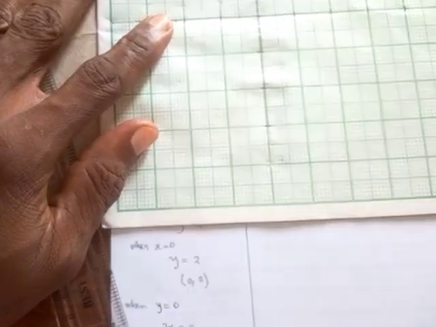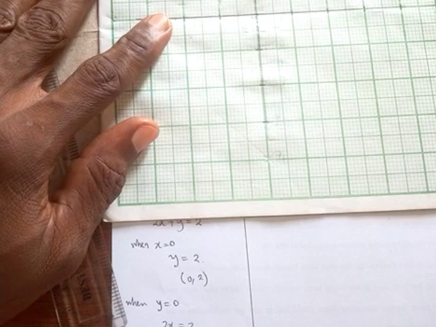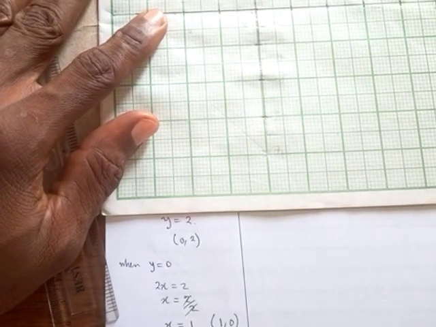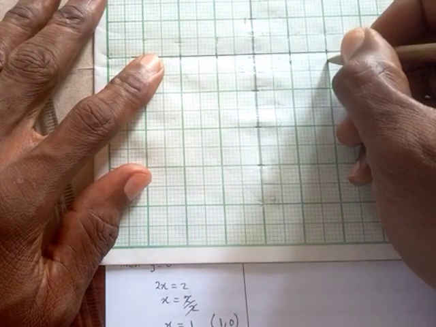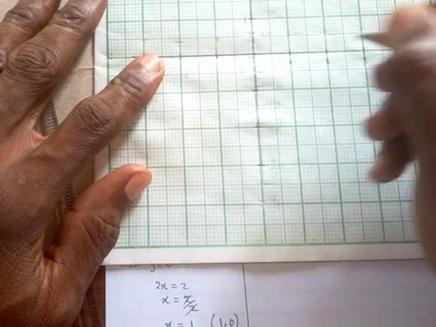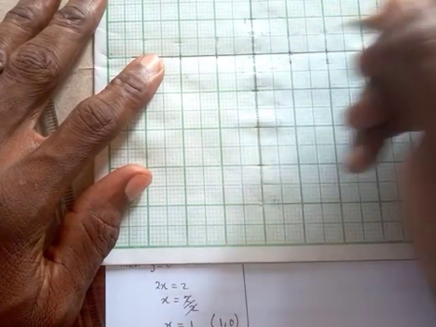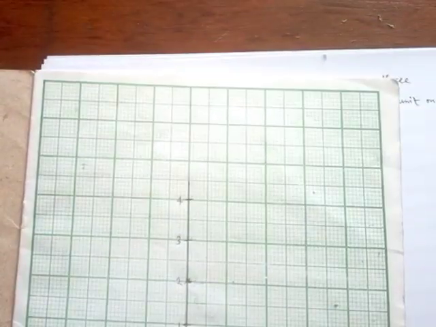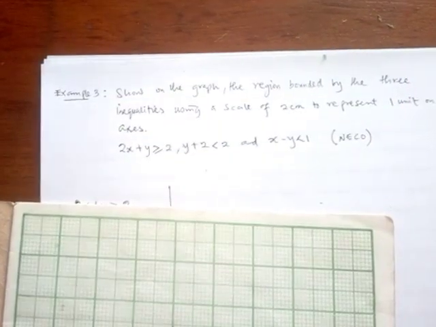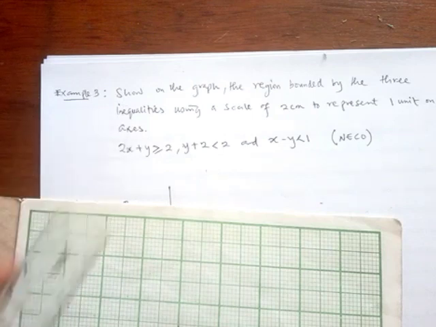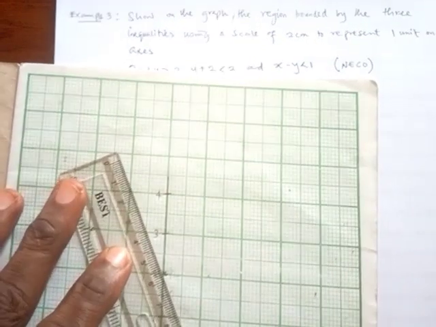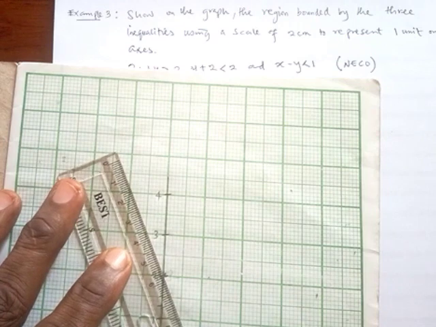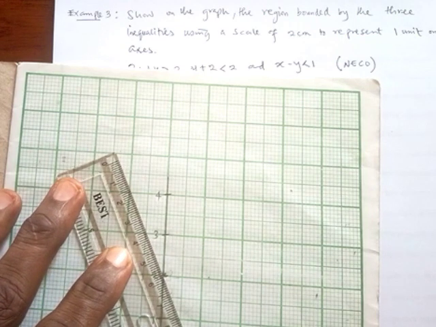When x is 0, y is 2. And then the next one says when x is 1, y is 0. The inequality says greater than or equal to, so we're going to draw a thick continuous line that will pass through those 2 points.